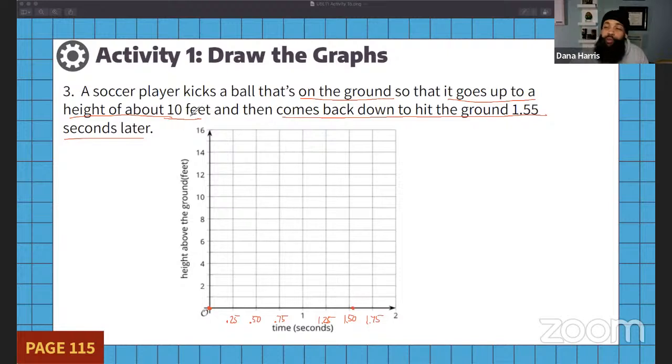Now, it went up to a height of about 10 feet. Where's that 10 feet at? It's halfway in the middle, so somewhere around here. And then we just draw this. Now, it's not going to be perfect, but it's going to go up in the sky like that and touch that 10 feet.